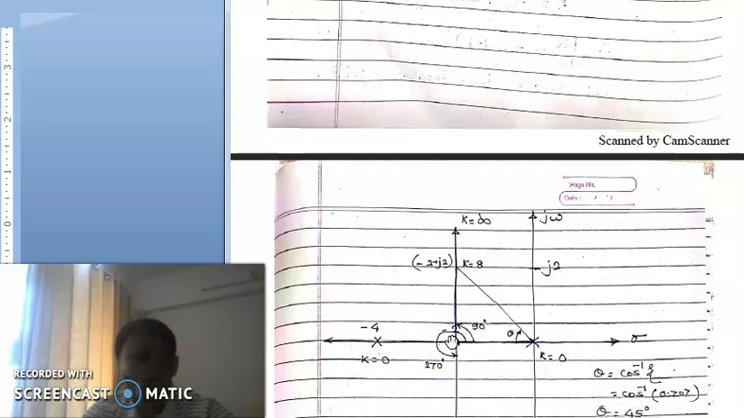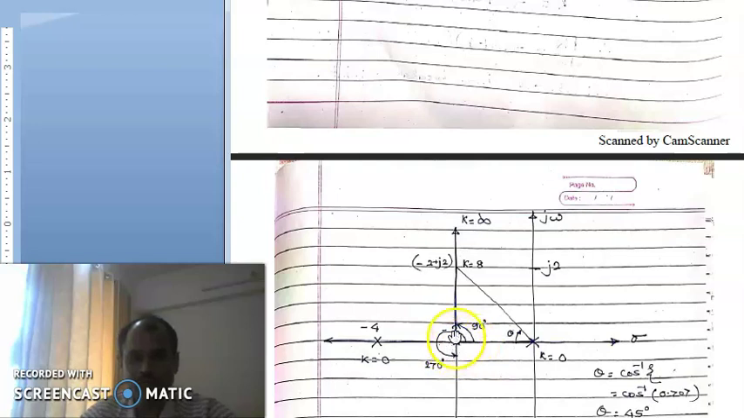Now we need help of the asymptotes. So let us construct the asymptotes. We have 2 angles. In step number 6 we got 2 angles. One is 90 degree and one is 270 degree.